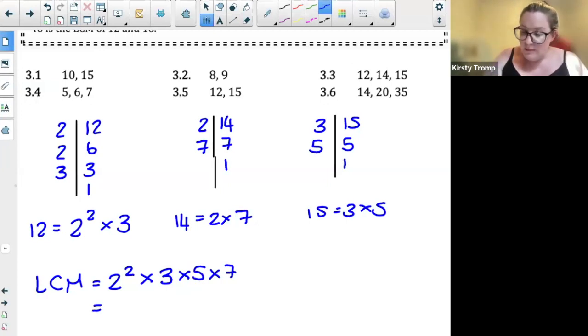So, I'm going to grab my trusty calculator. Because, yeah, we can do that in our head, but you know what? It's the end of the day. It's Thursday. Tomorrow's Friday. We're a little bit tired. So 2 to the 2 times 3 times 5 times 7 is going to give me 420. So the lowest common multiple between 12, 14, and 15 is 420.